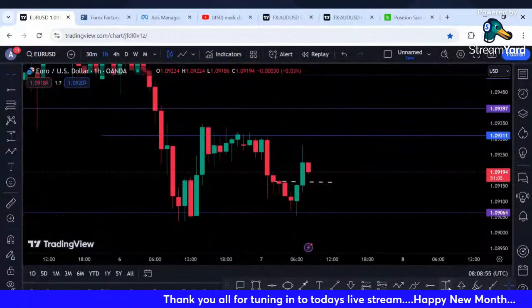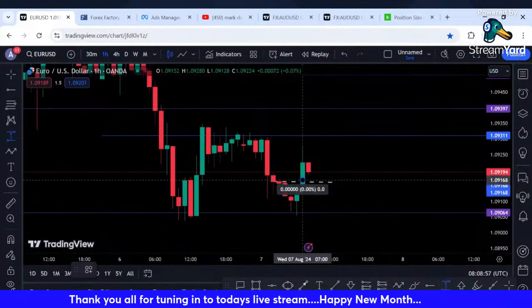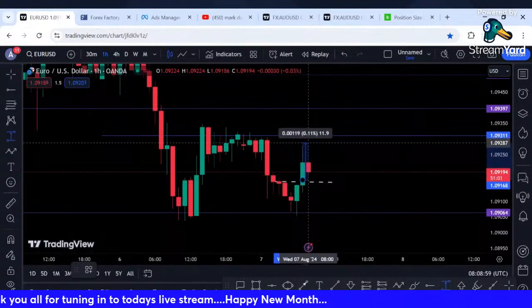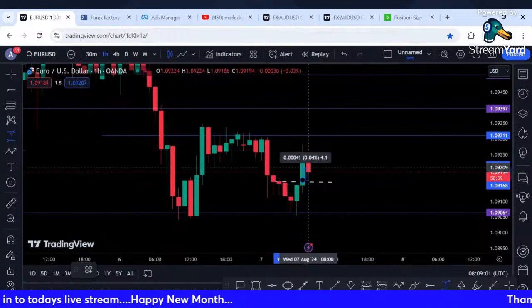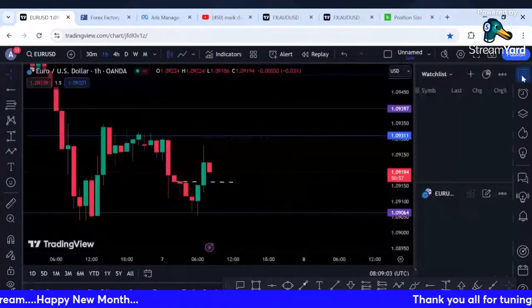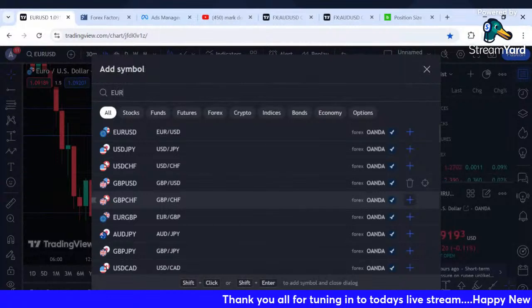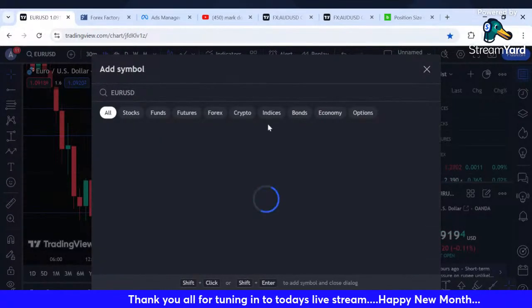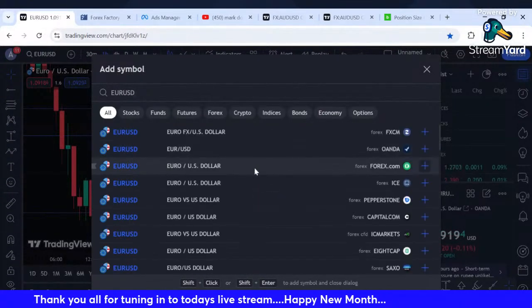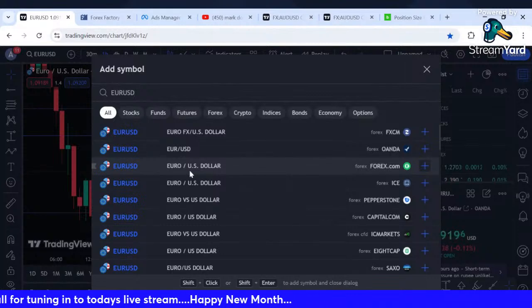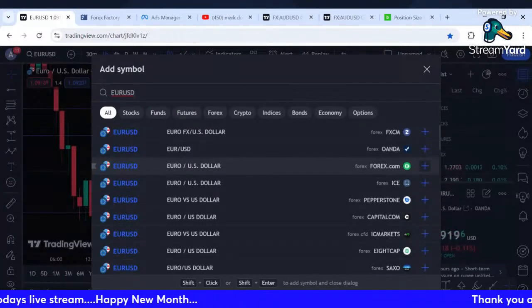You see, one thing I don't like about Euro USD is when it moves small, then it is retracing. It moves small, then it retraces. The ranges too are not good, but I will add it up. So with that one, you can be trading Euro USD.